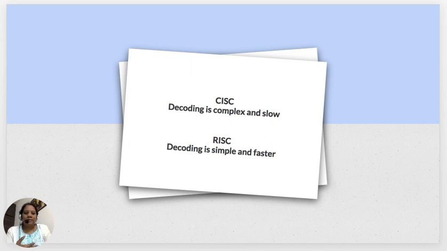Whereas in RISC we have a uniformity to be followed, which means all instructions are only 32-bit in size when it is an ARM processor. So fetching a 32-bit and decoding a 32-bit instruction becomes very simple because it is all uniform, and since it is simple, it is also faster.